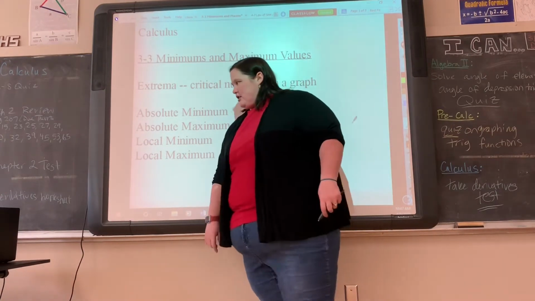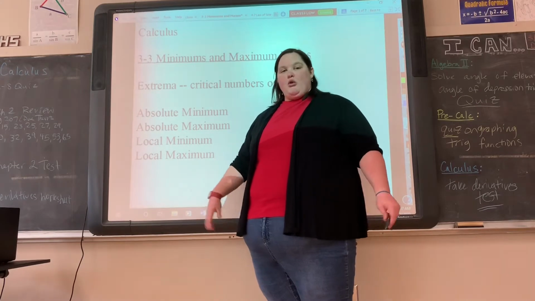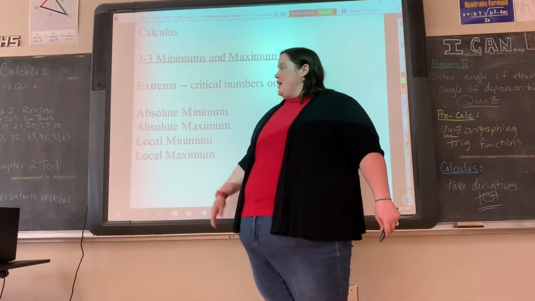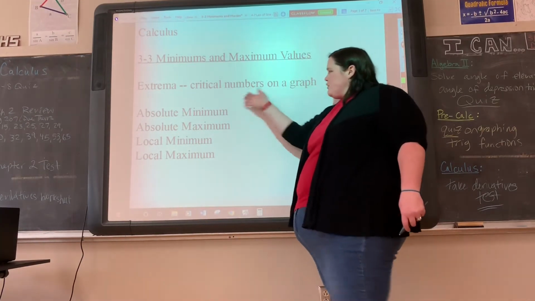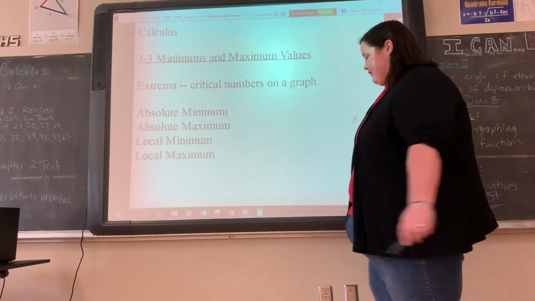So these are the choices we have. We have two different absolutes. This book uses the word local. We also called those relative in the past. But we're asking for extrema. Those are critical numbers on the graph, which we can actually find using the first derivative.